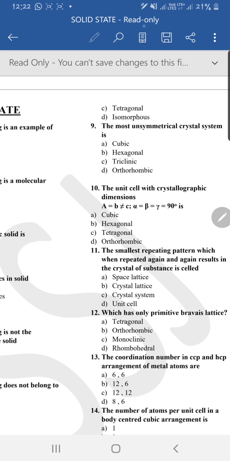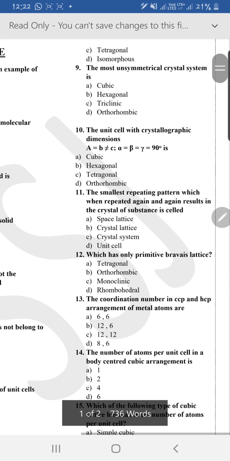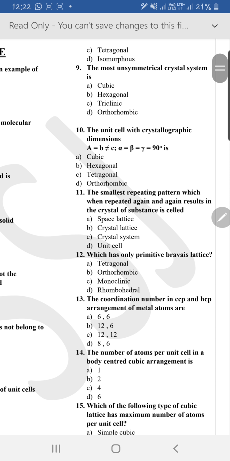Then move on to the 10th question. What does the 10th question say? The unit cell with the crystallographic dimensions, they have given A is equal to B, but B is not equal to C. Alpha, beta, gamma angles are equal to 90. Which of these options? The best option from the direct notes is tetragonal only.